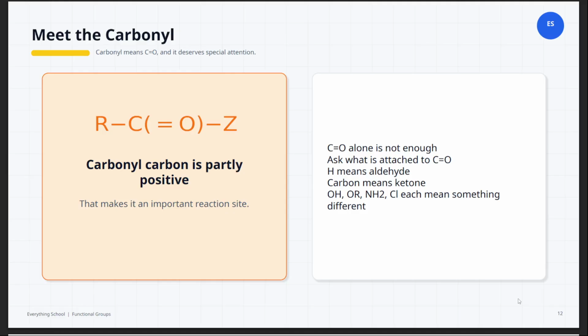Carbon double bonded to oxygen alone is not enough to name the whole functional group. You have to ask what else is attached to that carbonyl carbon. Hydrogen gives one pattern, carbon gives another, oxygen-hydrogen gives another. Oxygen bonded to a carbon group gives another. Nitrogen gives another. So every time you see a carbonyl, ask what is attached to the carbonyl carbon.